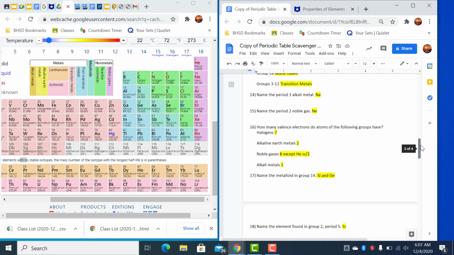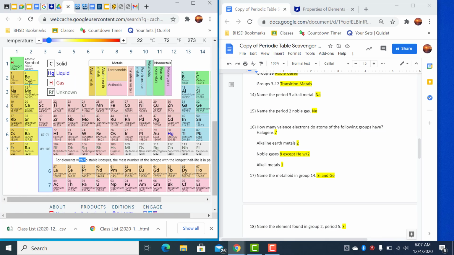Okay, number 16. How many valence electrons do atoms of the following groups have? So basically, you need to know where these groups are and then know what the rule is. So valence electrons are told to you by the group numbers. So halogens are in group 17 here. So they have 7 valence electrons, all of them. Alkaline earth metals, group 2. So they have 2 valence electrons.